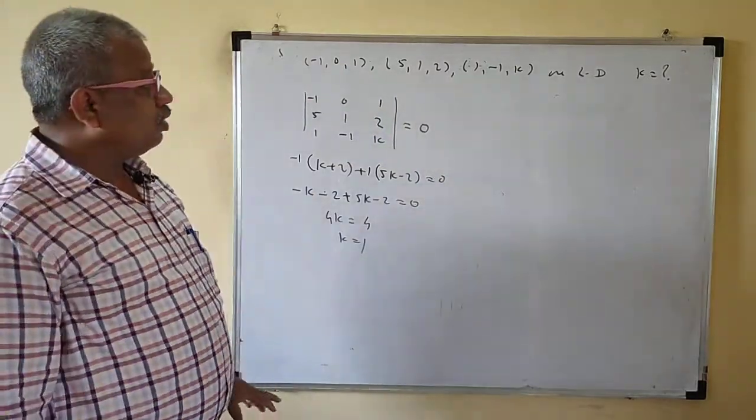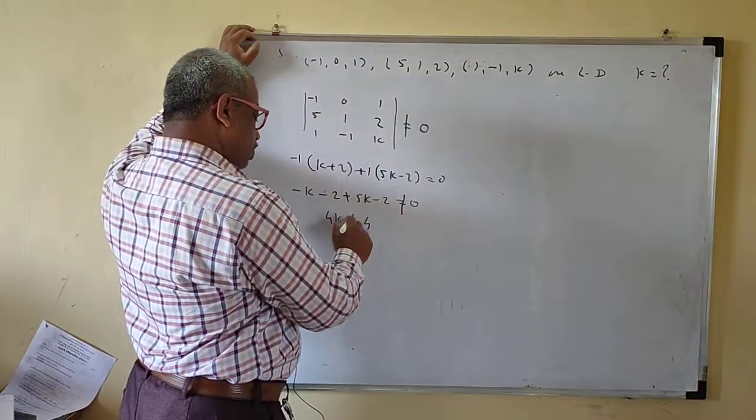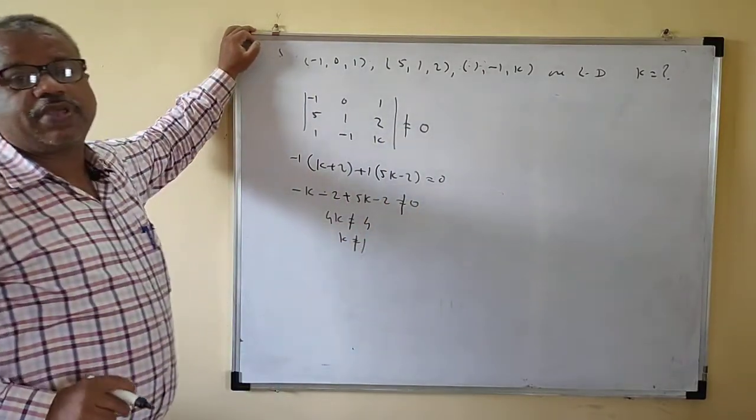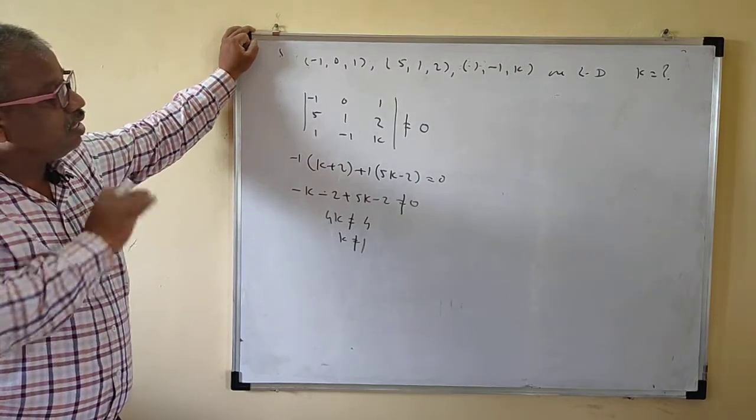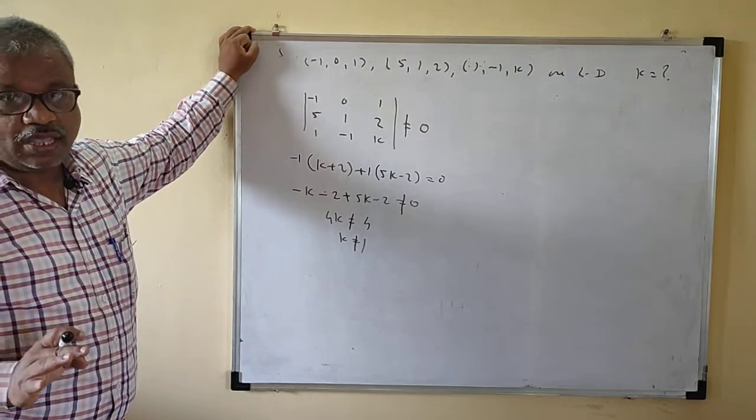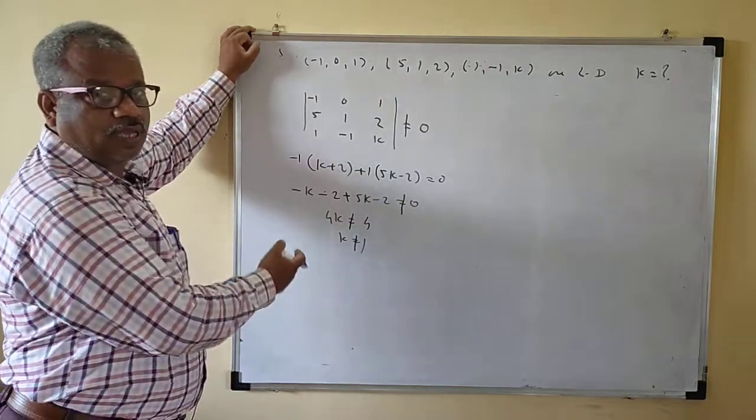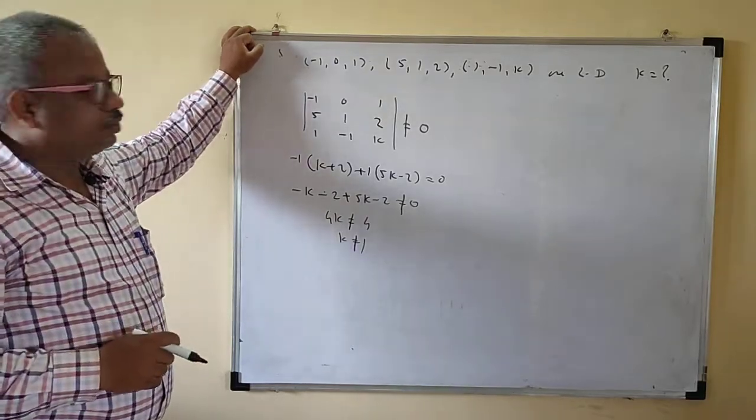The vectors are linearly independent means the determinant is not equal to 0. So if k is not equal to 1, then all the vectors are linearly independent, for all other values of k. So the value of k must not be equal to 1.